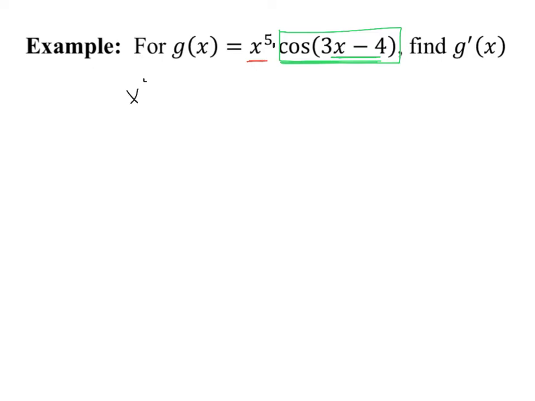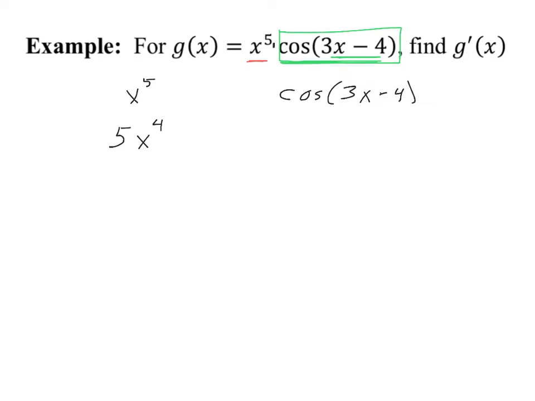My first function is x to the 5th, and my second function is the cosine of 3x minus 4. Now, the derivative of this first thing is really easy. This is just 5x to the 4th. I don't want to say that the second thing is hard, but I hope you guys recognize that this thing over here definitely is a chain rule problem.